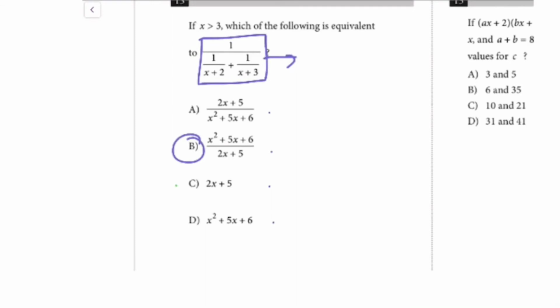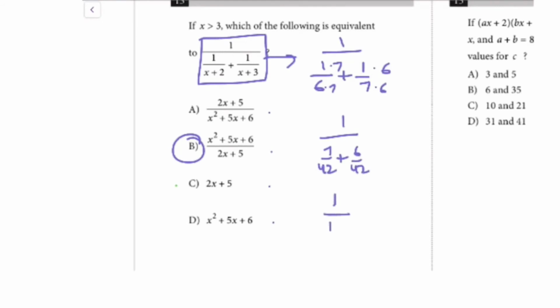So let's say I pick x is equal to 4 because 4 is greater than 3. I would get 1 over 6 plus 1 over 7. So I have to make the denominators common to add them both. So I multiply by 7, multiply by 7, multiply by 6, multiply by 6, and I get 7 over 42 plus 6 over 42. That is 1 over 13 over 42, which becomes 42 over 13.